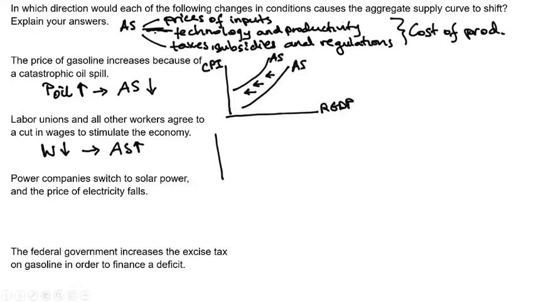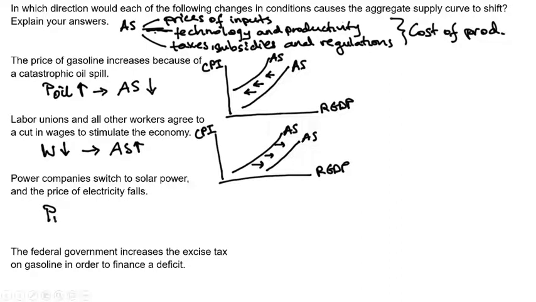Let's show that using our aggregate supply curve. Initially, we're here showing the direct relationship between the general price level and real GDP. With lower wage rates, firms can produce more, increasing aggregate supply. In the third case, we have power companies switch to solar power and the price of electricity falls. Again, this is just the price of an input here.